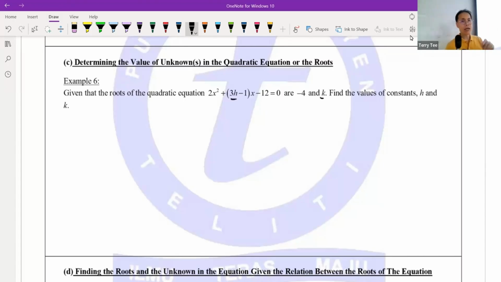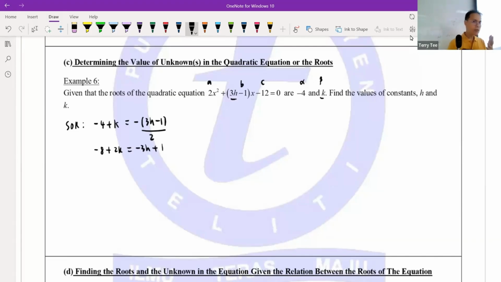So guys, we start by using SOR. What's your SOR? Alpha plus beta. By the way, this is your alpha, this is your beta, this is your A, this is your B, this is your C. So I'm not going to list down your ABC anymore. My B is 3h minus 1 over A is 2. So multiply over, this is -8 plus 2k equals -3h plus 1.